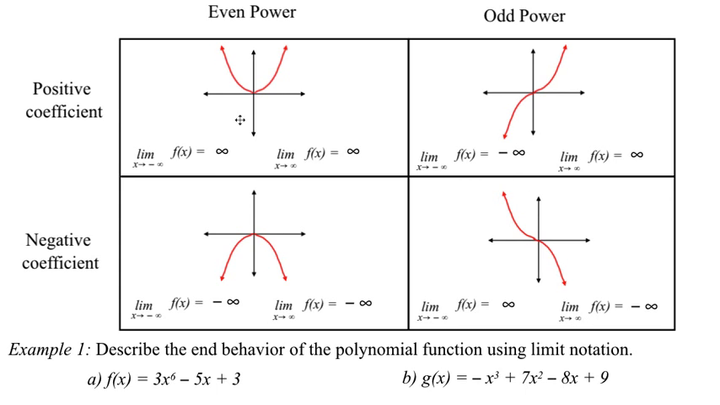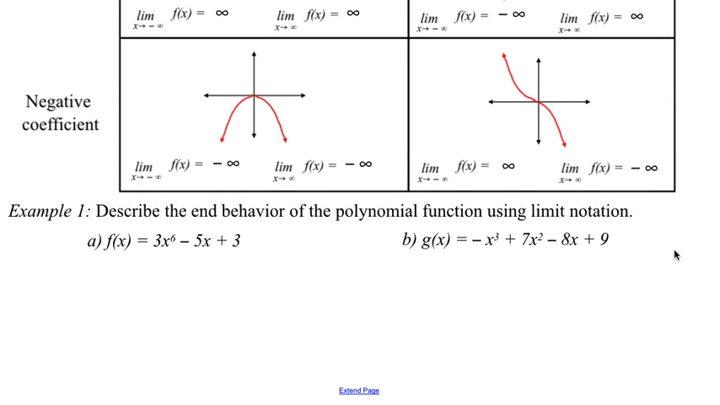So this will be the case for all of our functions. We can generalize this, whether it's x squared or x to the fourth or sixth or eighth or any other even power. The end behavior is the same. So let's do some examples and see if we can use this to help us.